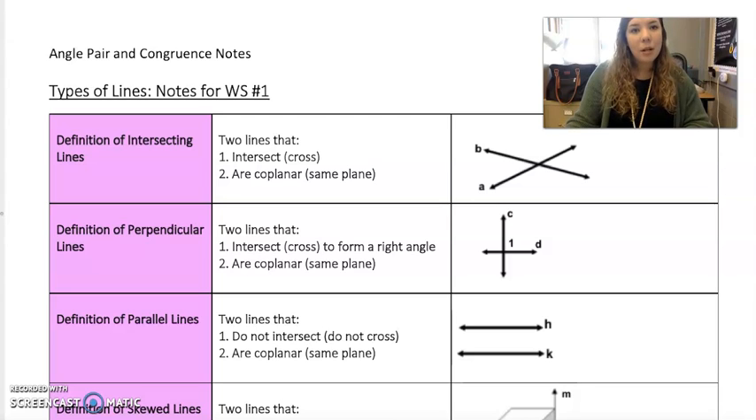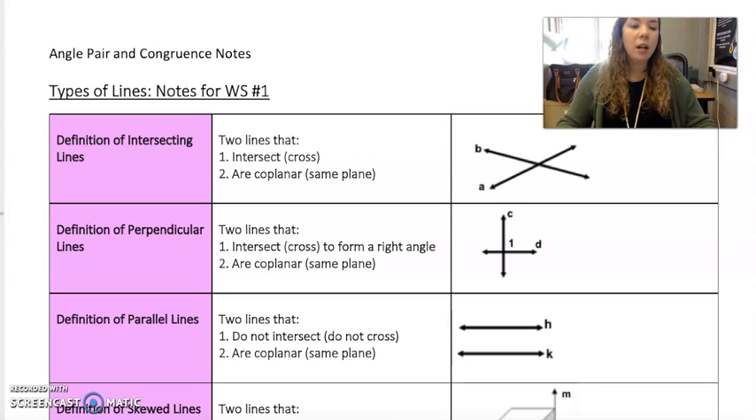All right, today we are starting our unit on angle pairs. So everything in our unit has to do with angles. We're going to start talking today about different types of lines which create different types of angle pairs. So at the top here is a bunch of definitions.